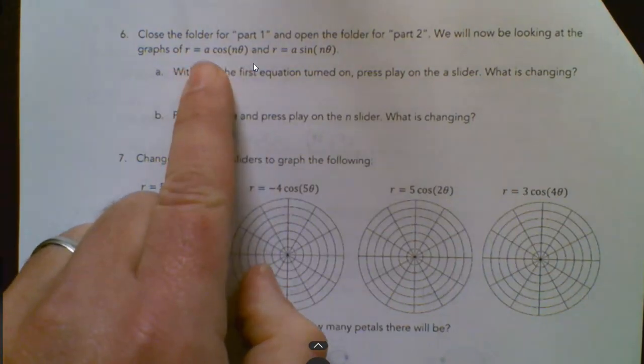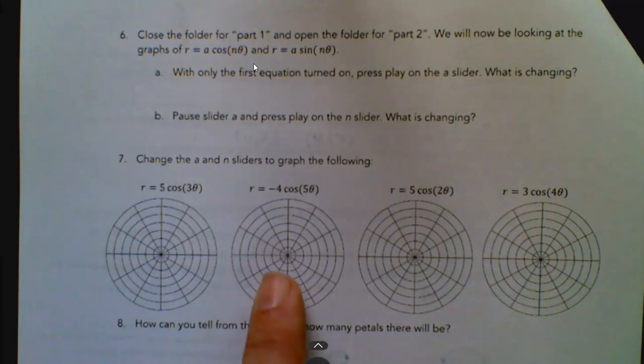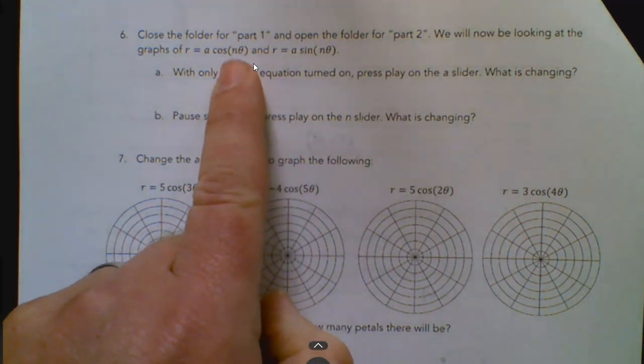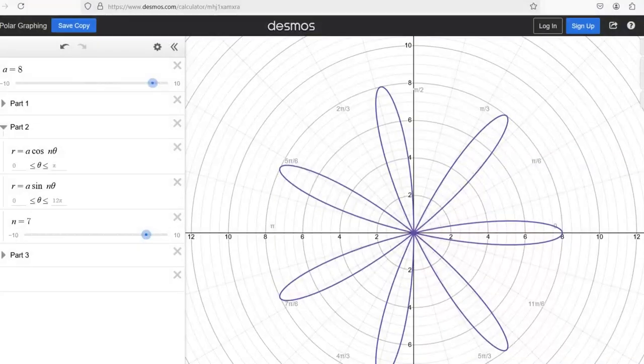The A is still basically like a diameter. So that part hasn't really changed. That will tell you how far out you're going. But you'll see what happens when you start throwing the n in there. Let me pull this up. So I'm going to play the cosine one right now. So this is the n, right here. So this n is going to change numbers. So watch what happens.